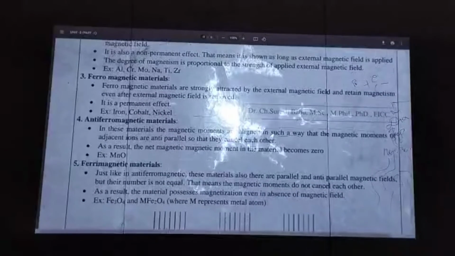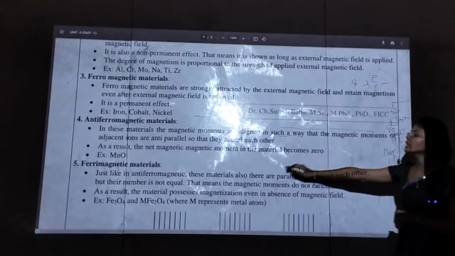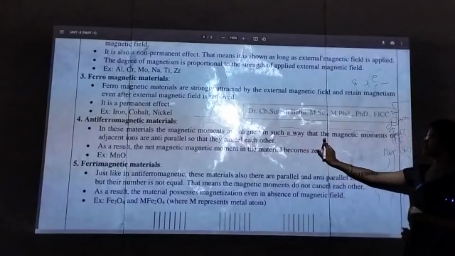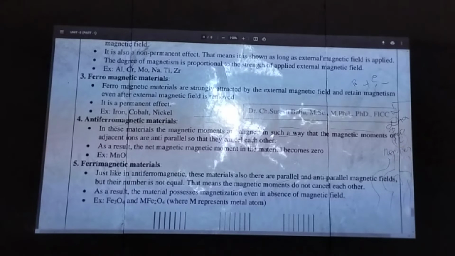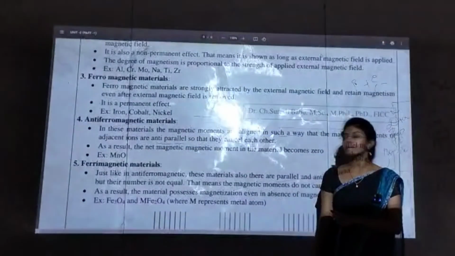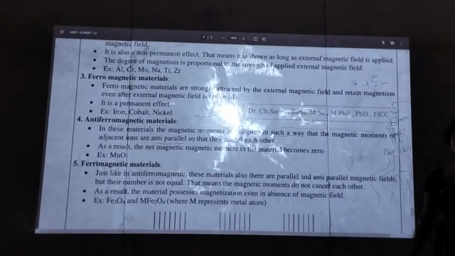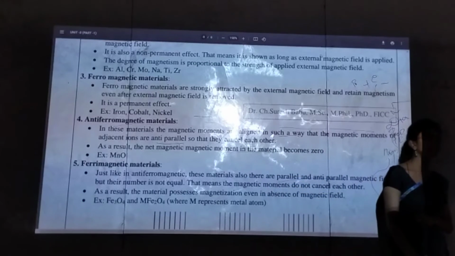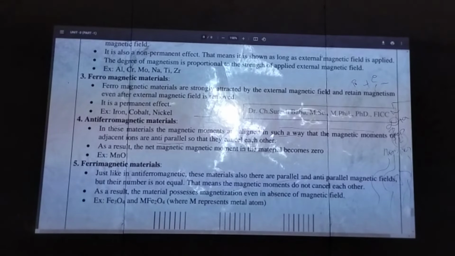Next, antiferro means what I said? We are having anti-parallel spins, right? So see here. In these materials, magnetic moments are aligned, arranged in such a way that the magnetic moments of adjacent ions, the side ions, are anti-parallel, so that they cancel each other out. As a result, the net magnetic moment will be zero.